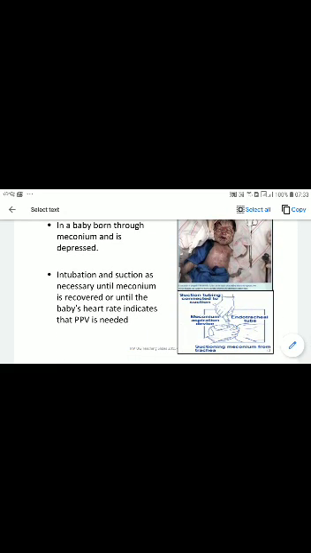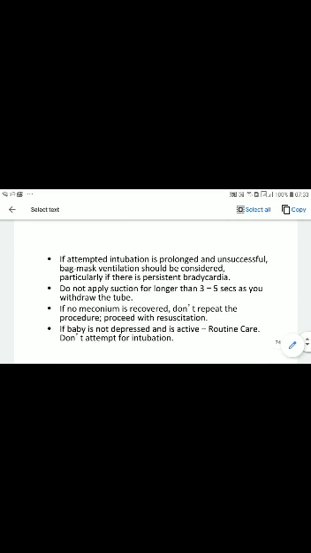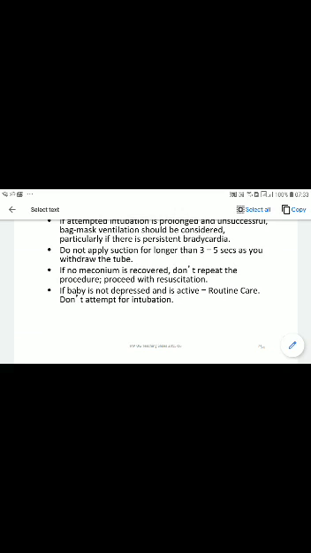Intubation and suctioning as necessary until meconium is recovered or until the baby's heart rate indicates that positive pressure is needed. If attempted intubation is prolonged and unsuccessful, bag and mask ventilation should be considered, particularly if there is a persistent bradycardia. Do not apply suction for longer than 3 to 5 seconds as you withdraw the tube. If no meconium is recovered, do not repeat the procedure, proceed with the resuscitation. If the baby is not depressed and is active, routine care, don't attempt intubation.